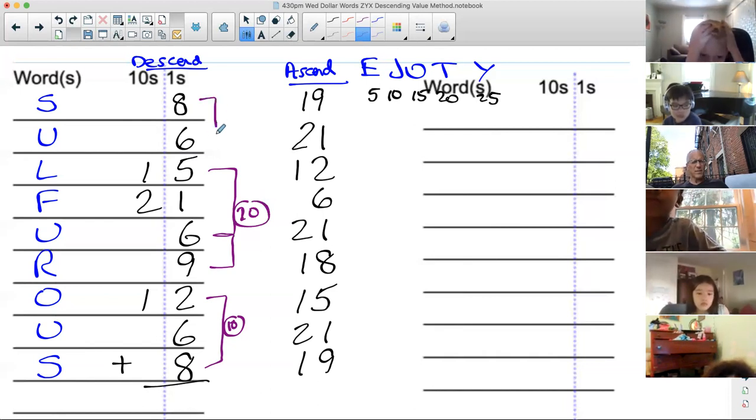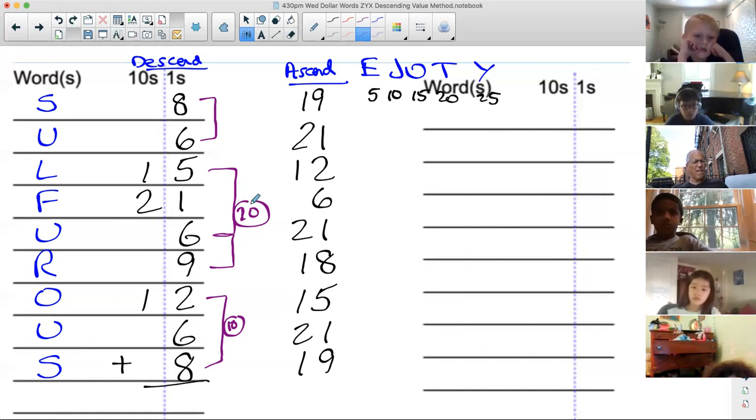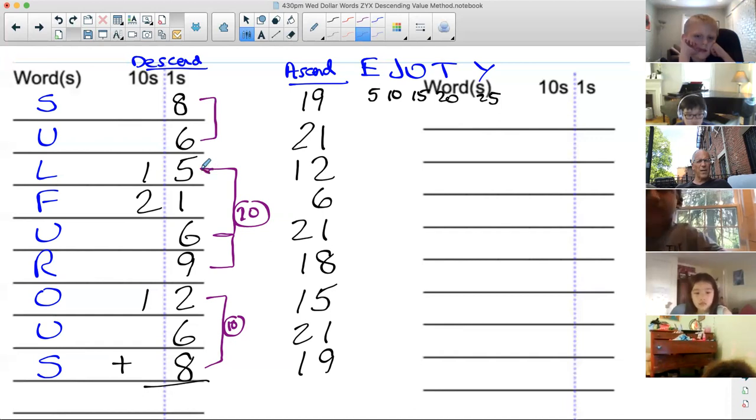8, 6, 5, and 1. Yeah, but I'm looking for that other 5, and I don't see it. It's right below 6. And let's see if I can find it. 8. We have a 6. We've already used 5. It's the third letter. Yeah, but we've used that 5.